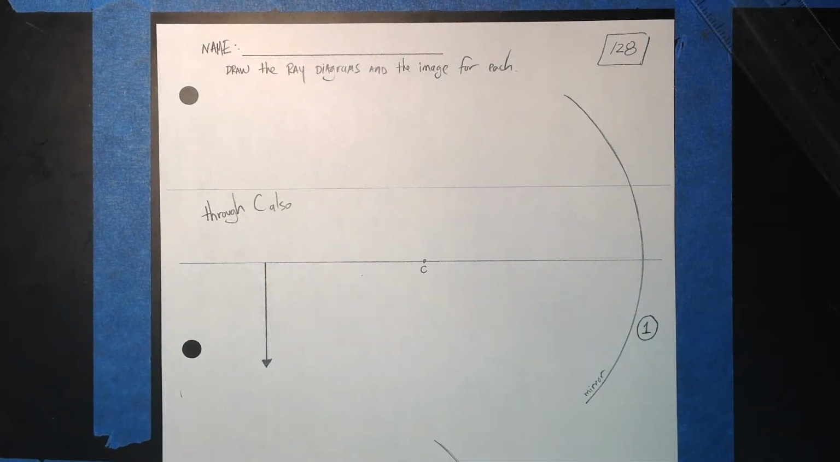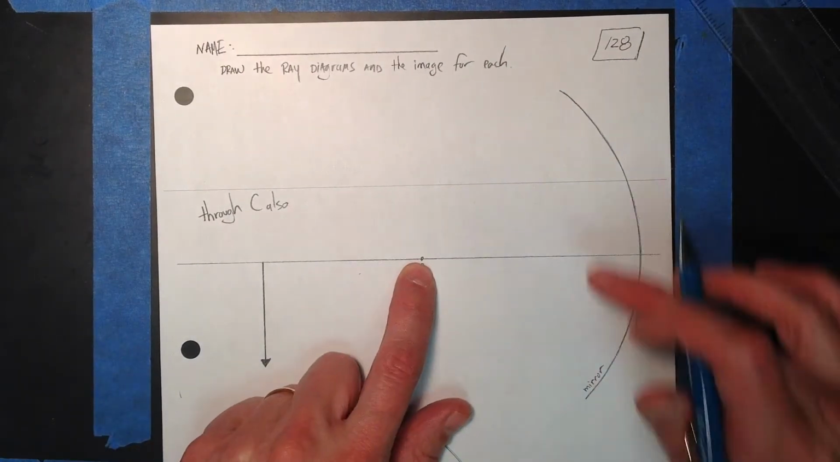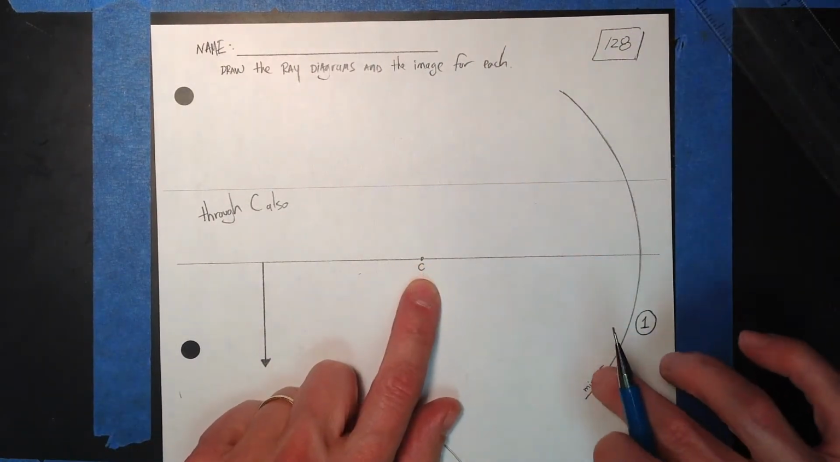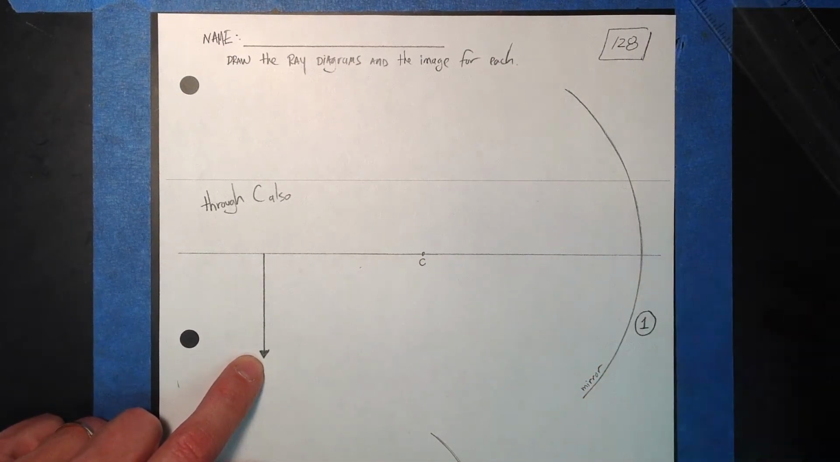Applied Physics 128. Here we go. Draw the ray diagrams and the image for each. Here's the center of this curved mirror. This is the mirrored surface on this side. Here's our object. What's the image going to be?